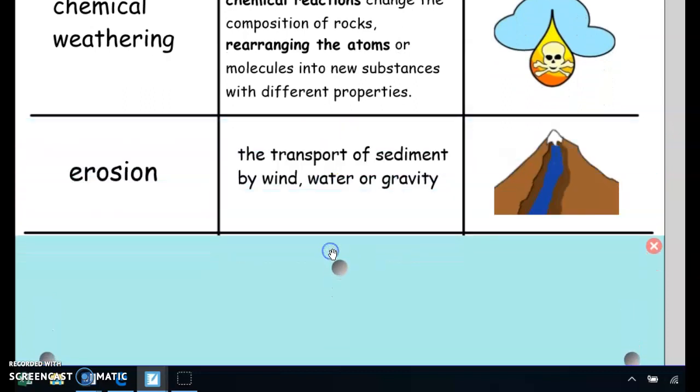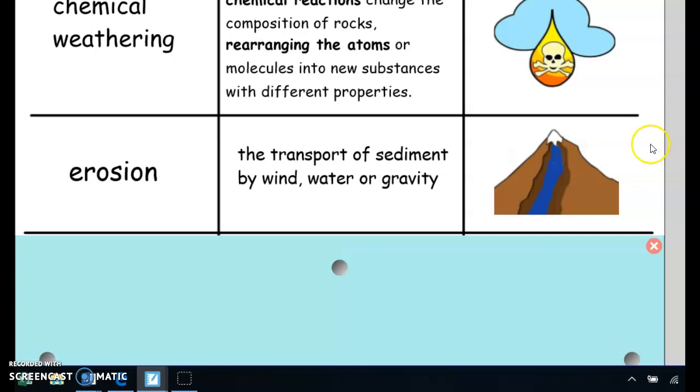I think we only have two left. Erosion, which I think you did pretty heavily last year in 4th grade. Weathering is the breaking down. Erosion is the taking away. So erosion is the transport of sediment, like little bits of rock or sand or whatever, by wind, water, or gravity. So keep that in mind. Weathering is the breaking down. Erosion or eroding is the taking away.